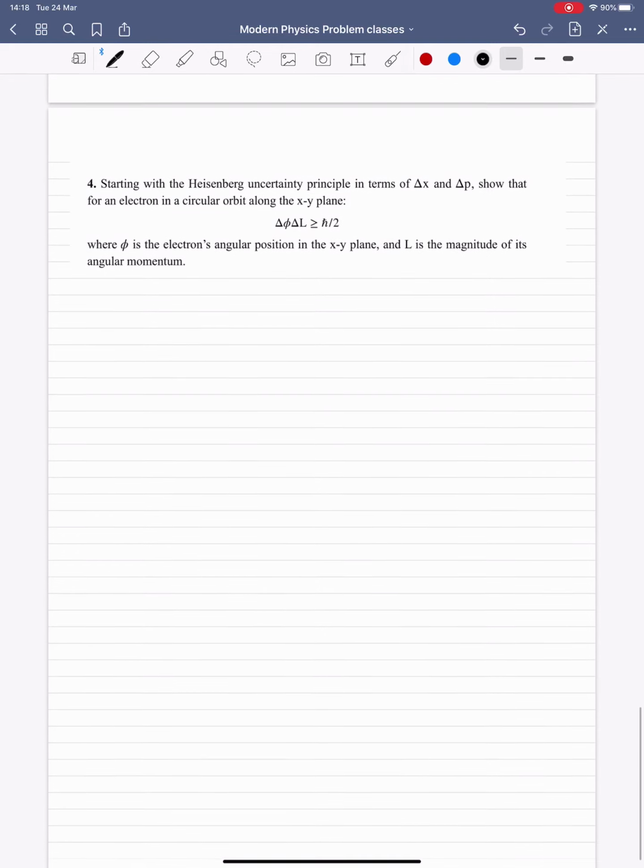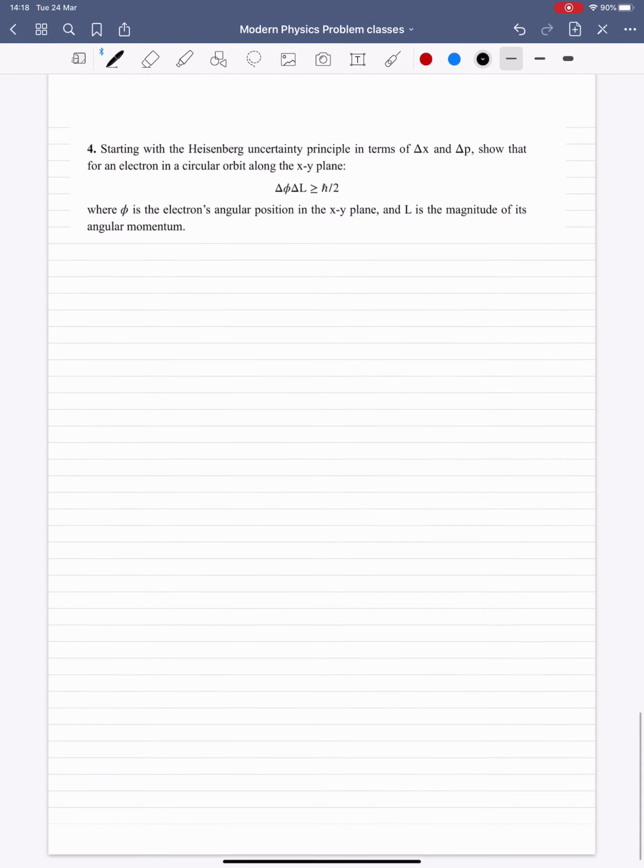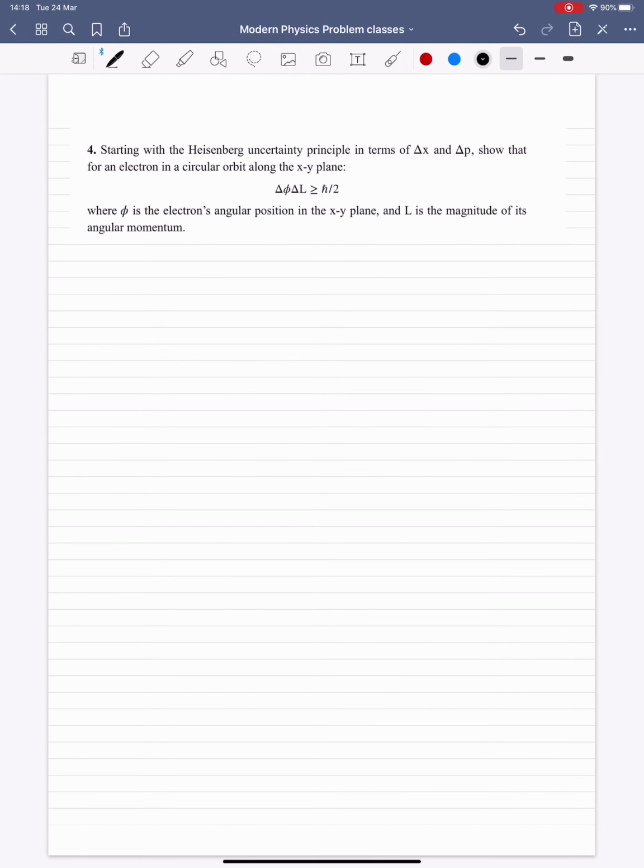Right, and lastly, let's move on to the next question, which is the Heisenberg uncertainty principle. In terms of delta x and delta p, show that for an electron in a circular orbit along the xy plane, this relationship holds. What are phi and L? Phi is the electron's angular position, and L is the magnitude of its angular momentum.